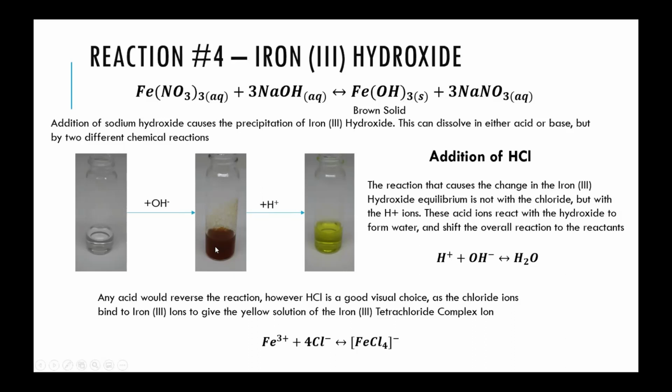iron hydroxide is formed, hydrochloric acid is added. Acid, again, can react with hydroxide, thereby removing it from the system. Some of that hydroxide is leaving this iron solid, leaving this equilibrium reaction and forming water with the H+. You'll notice this becomes a bright, vibrant, clear yellow solution. This is the formation of the iron tetrachloride complex.